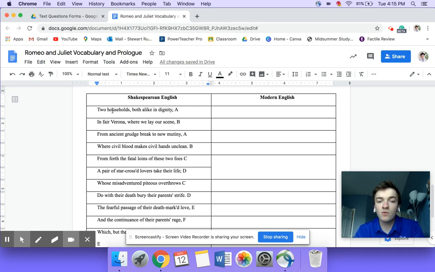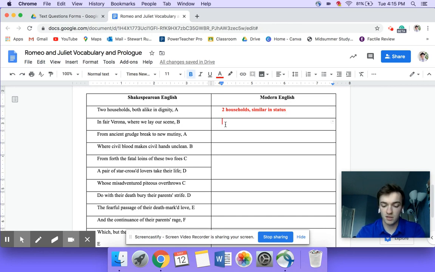So the first line: "Two households, both alike in dignity, in fair Verona, where we lay our scene." What this basically means is that we have two households. That part is already pretty much in modern English. Both alike in dignity means that they are similar in status, meaning that they are pretty well off. They're pretty rich. So we have two rich families. That's what we know from this first line. There are two rich families in fair Verona, where we lay our scene. Where we lay our scene just means that's where this story is going to be set.